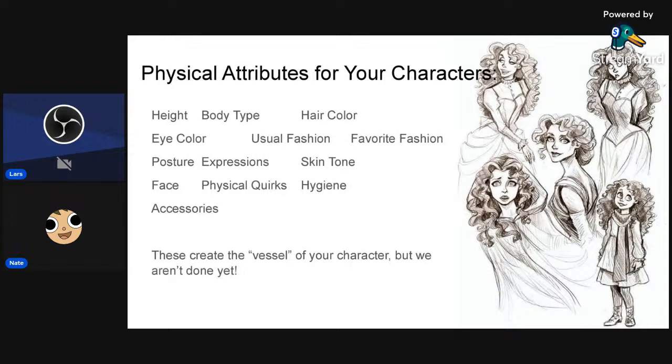So very first, we are going to talk about describing the physical attributes of your character, and then the personal attributes of your character. The things that aren't immediately seen when you look at someone. The reason for this is that when you describe your characters, they're not just physical.